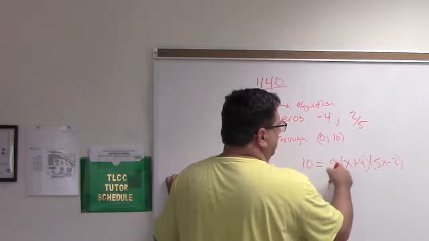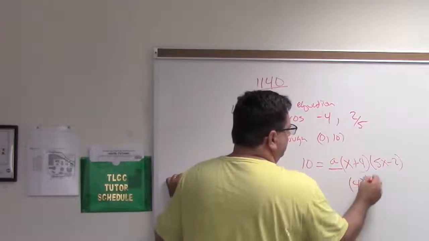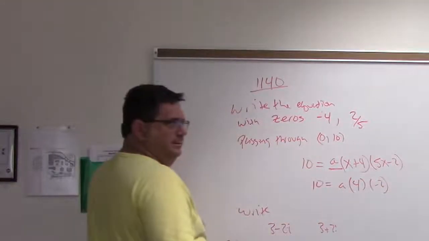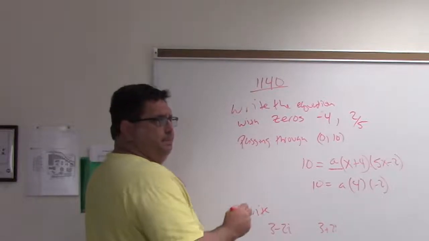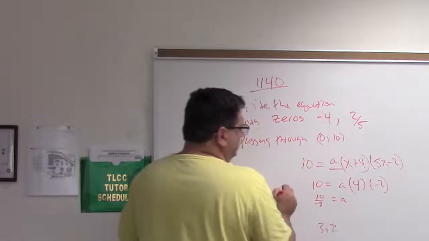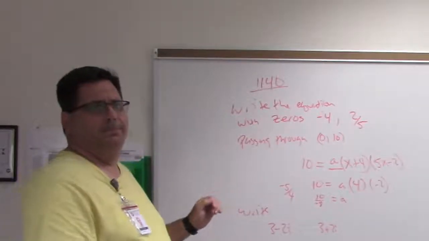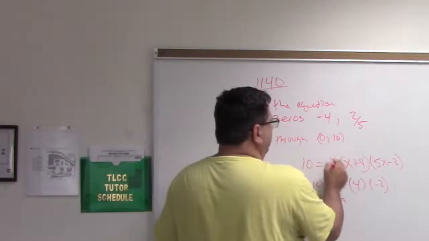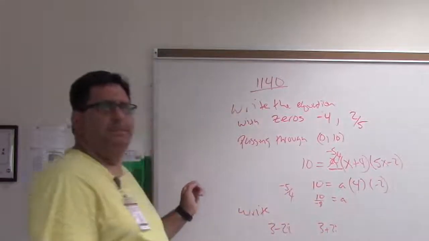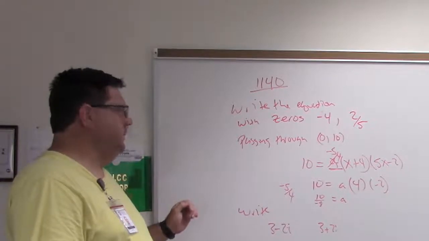So, plug in x is 0. This is 4. This is negative 2. That's supposed to be 10. So A would have to be 10 over negative 8, or negative 5/4. Do you agree? Yes, sir. So if this is negative 5/4, then you can distribute and solve. Correct. All right, you good? I think so, but don't worry, sir.